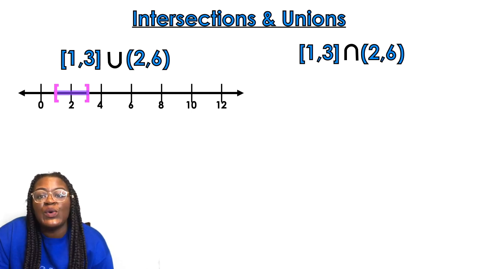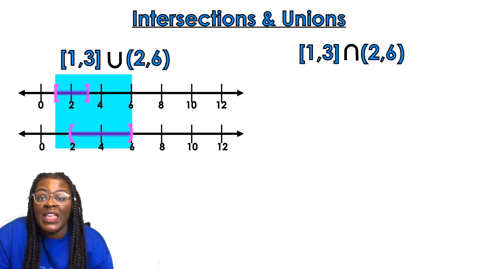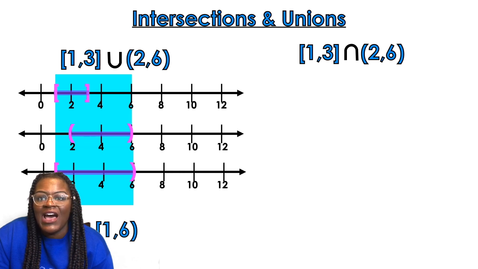Okay, so remember that when it is a U, I'm talking about the union, everything. Both graphs, we bring in everything to the table. So that means my leftmost boundary is 1 with a bracket on it. My rightmost boundary is 6 with a parenthesis on it. So on the graph, that's what it looks like, 1 to 6. Make sure your boundary lines still match up. My final answer is bracket 1, 6 parenthesis. Let's see if you did the other one.